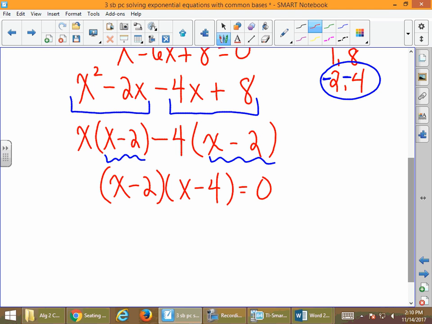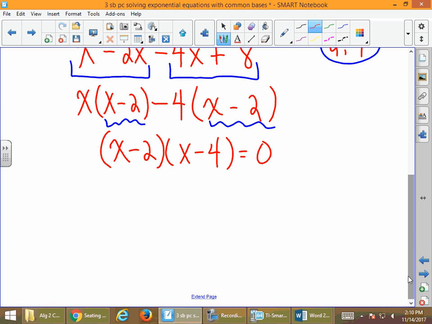And I hope that you can tell me that x equals 2 and x equals 4 and you don't need to do any of that extra work. I know I'm going to do it, but I hope that you can just say x equals 2, x equals 4. If you can't, there's nothing wrong with that.